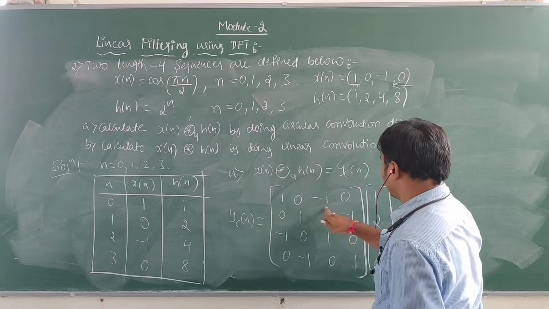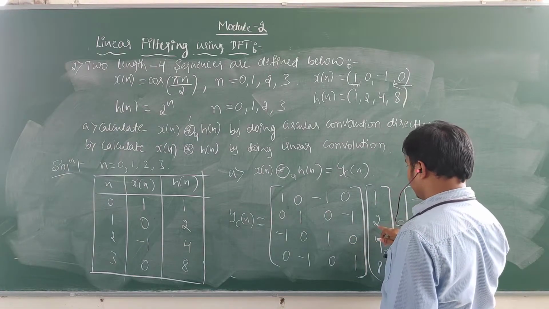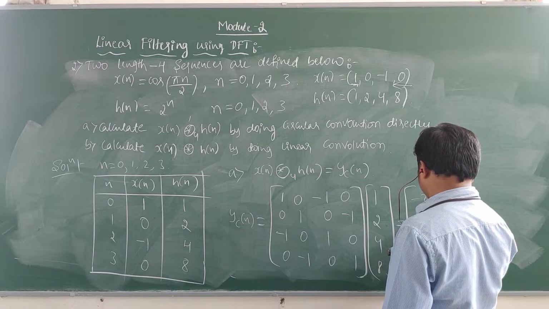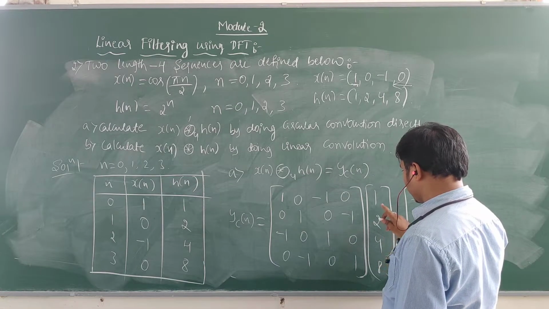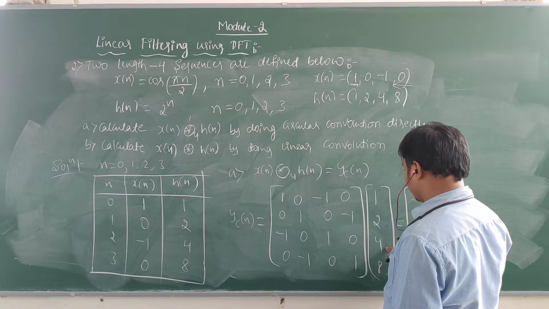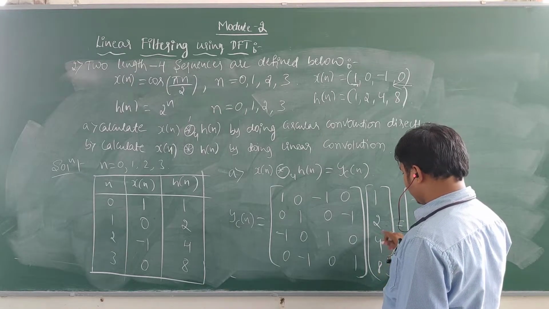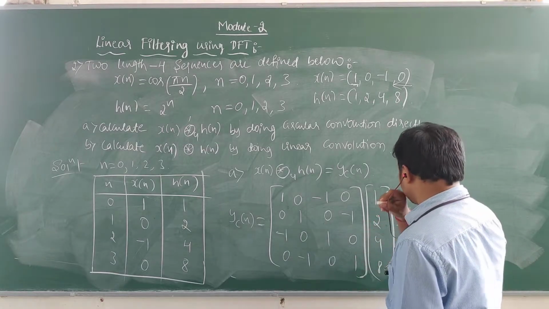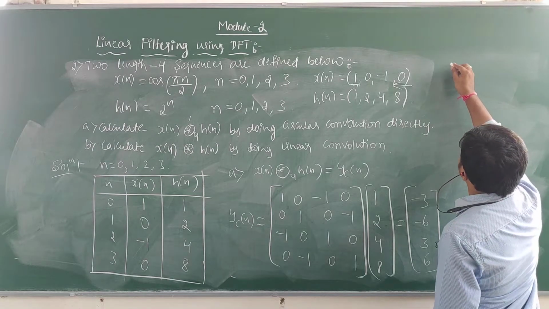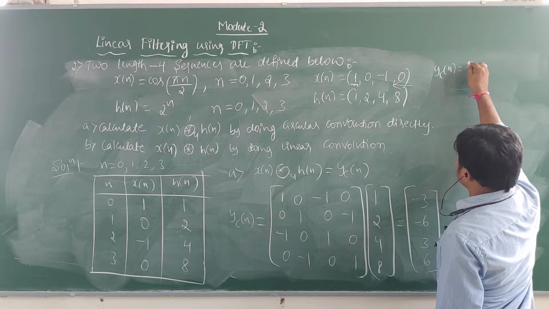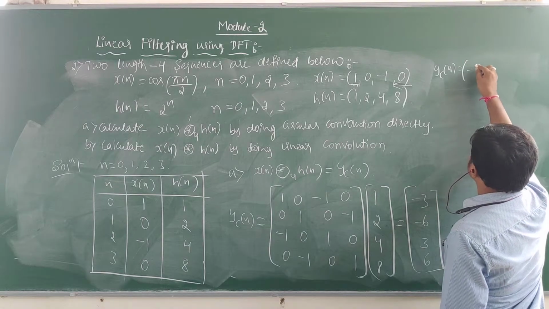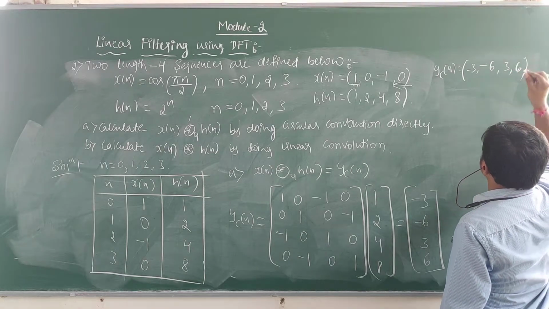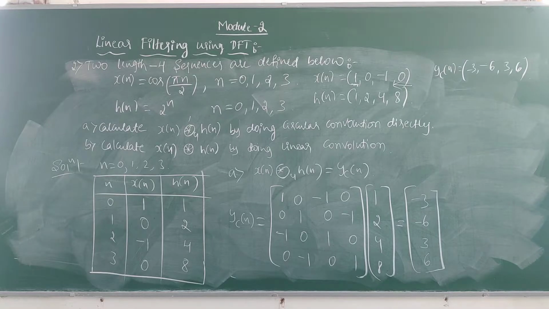So 1 minus 4, it is minus 3. Again 2 minus 8, it is minus 6. Again minus 1 plus 4, 3. Again minus 2 plus 8, plus 6. Therefore yc of n, that is the output of circular convolution, is equal to minus 3, minus 6, 3, 6. Okay, so next I need to compute the linear convolution.